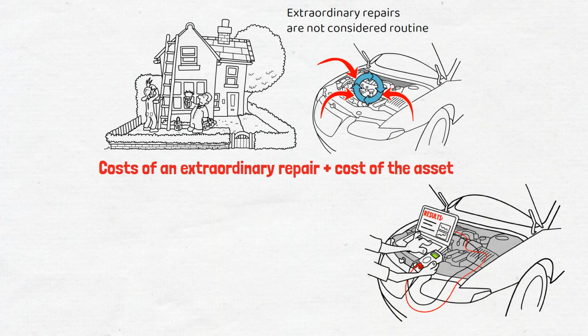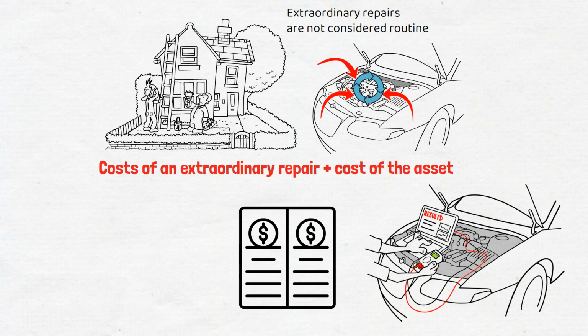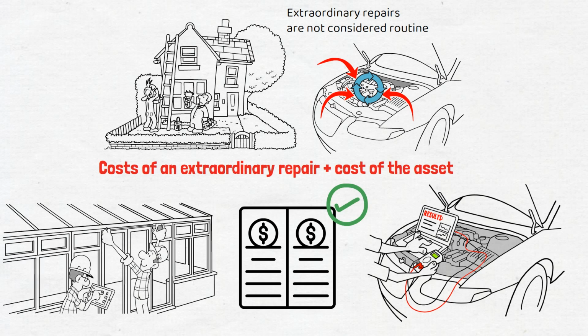The treatment of extraordinary repairs is vital for financial reporting because it can impact the value of an asset on the balance sheet and the depreciation expense recorded on the income statement. It is vital for businesses to accurately identify and account for extraordinary repairs to ensure that their financial statements are accurate and comply with accounting standards. Example: replacing the roof on a manufacturing warehouse.